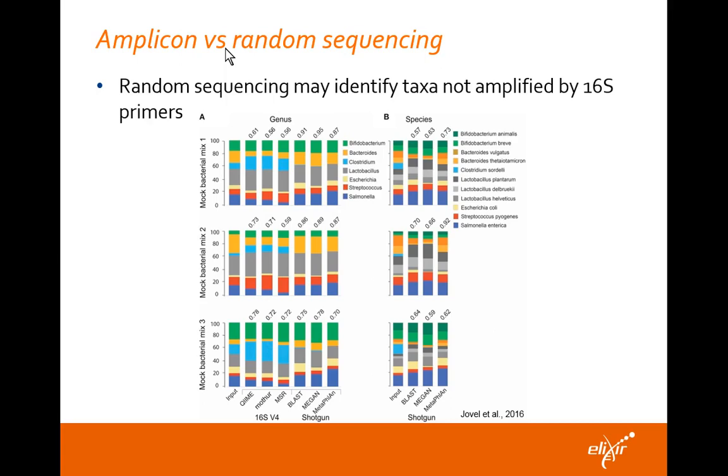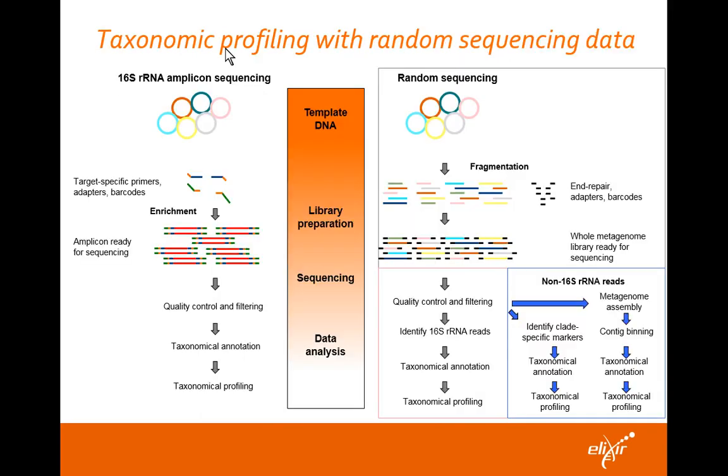Well, this is from the same study. They claim that random sequencing, which they call shotgun, gives better results than 16S. It's closer to the real mock culture that they had than 16S. But these are from 11 species that they were looking at. Yeah, so there are differences there.